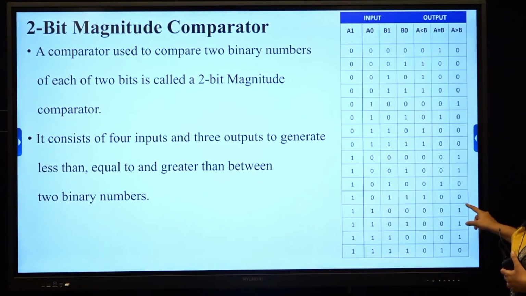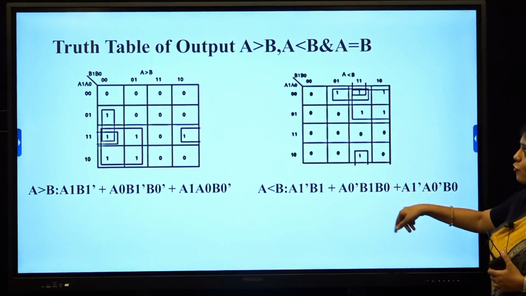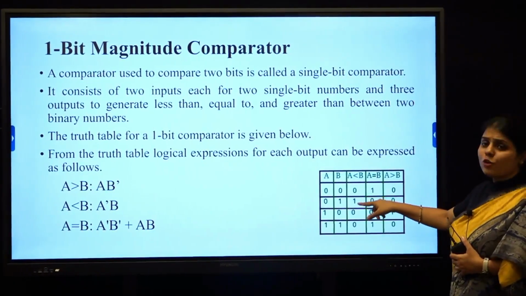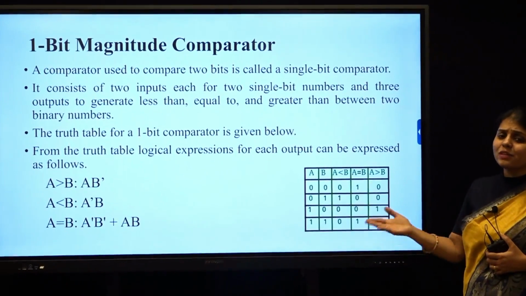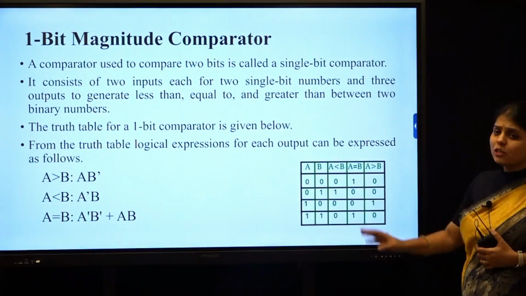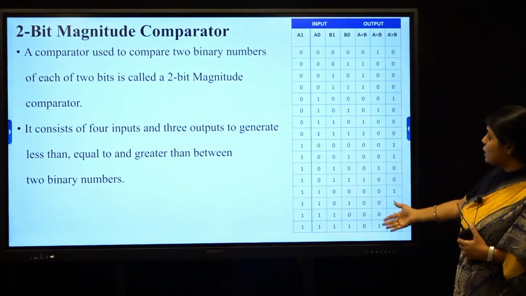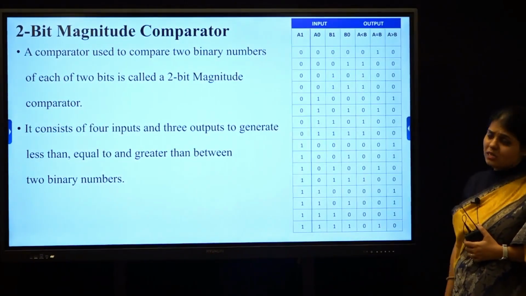After we generate this truth table, we will go for the K-map. In the previous case, we had only a few inputs, with only one output high in each output case, hence we didn't go for a K-map and directly gave the logic expression. But here there is a need for K-maps because there are many outputs high for each output variable.